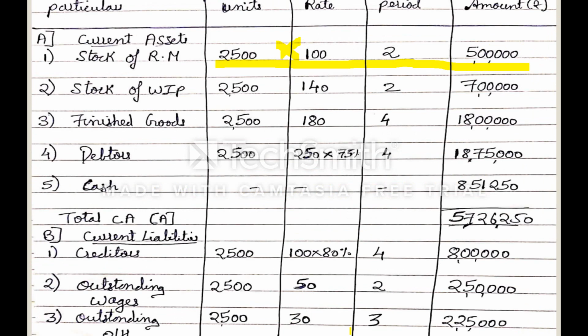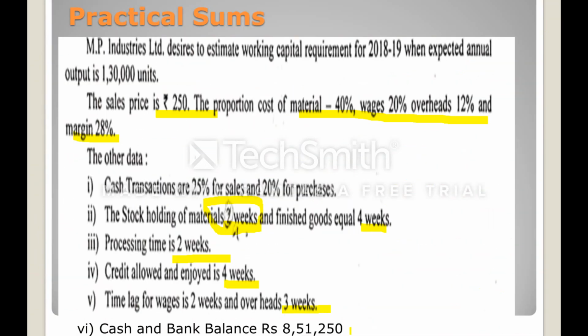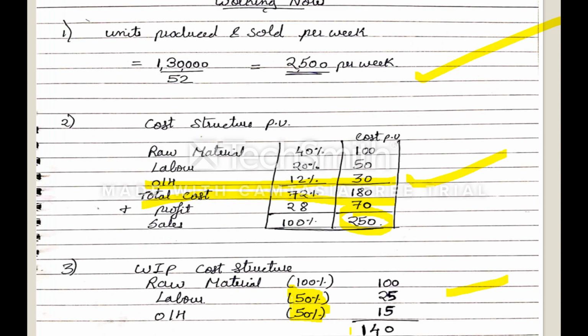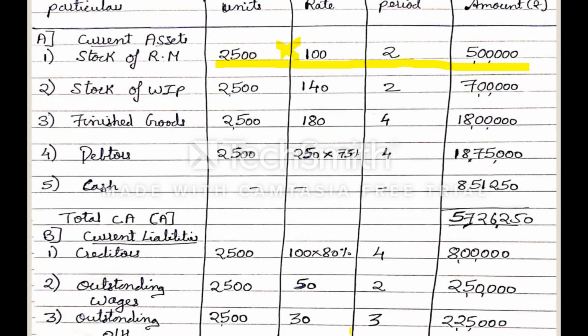Cash and bank balance would always be given directly for you. As I said, it's for BMM basic level. So cash and bank balance 8,51,250 that you are going to write directly. Make a total, you'll get total current assets.